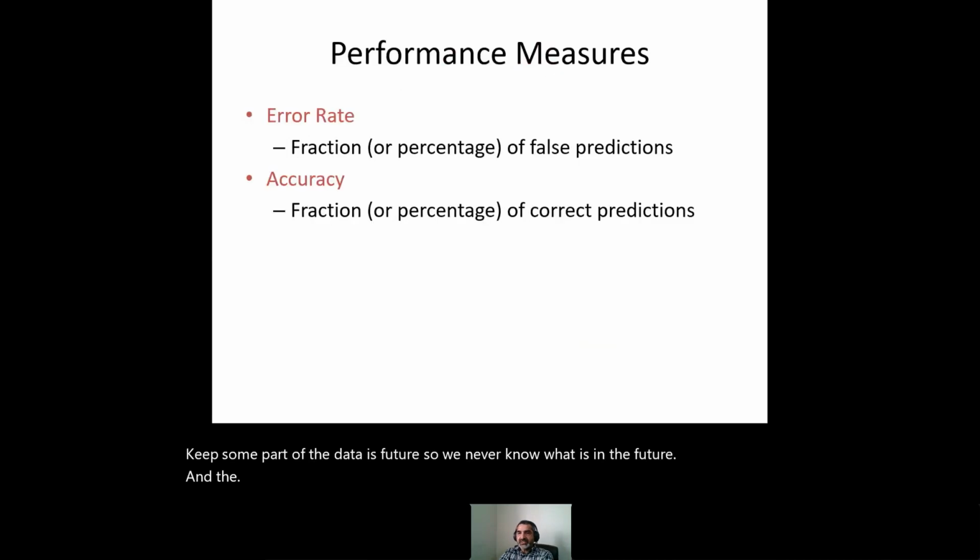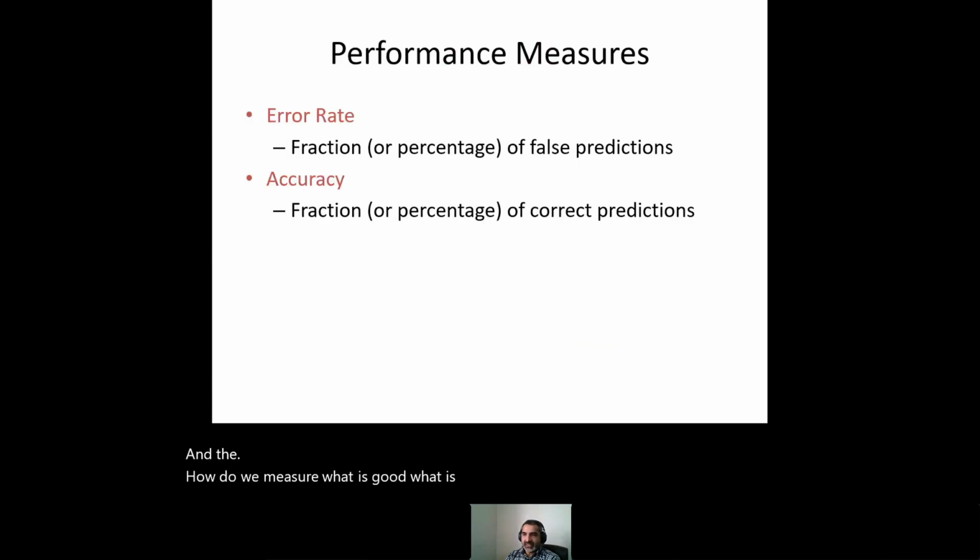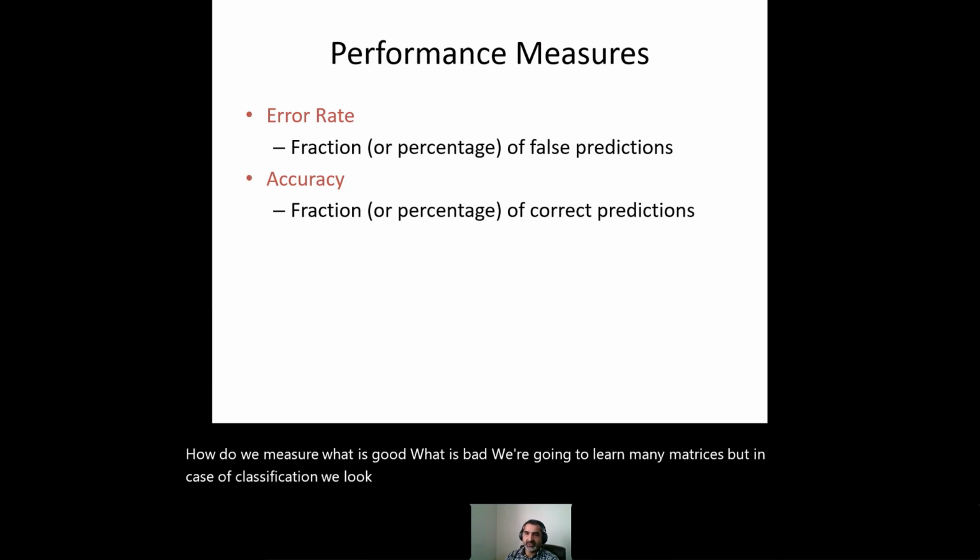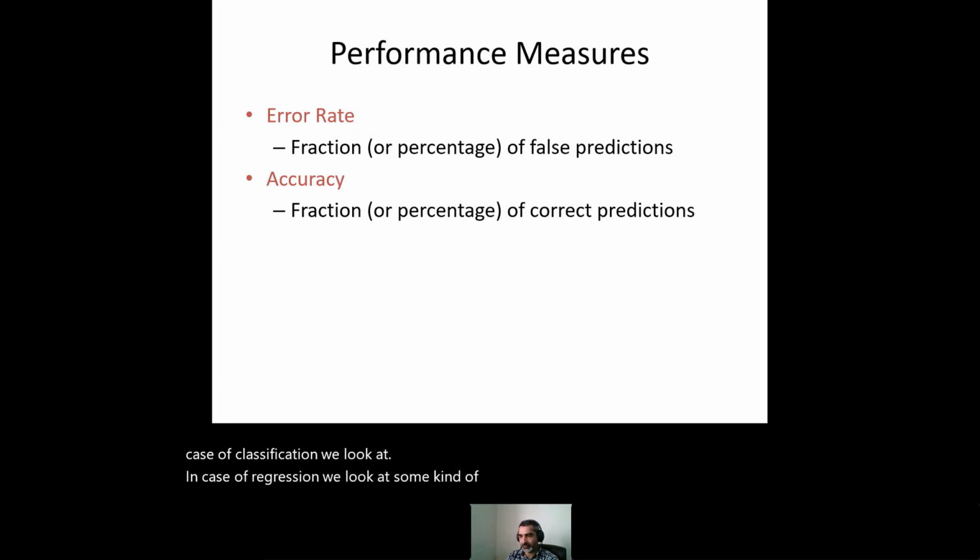And how do we measure what is good, what is bad? We are going to learn many metrics, but in case of classification, we look at accuracy. In case of regression, we look at some kind of difference between actual and predicted value.